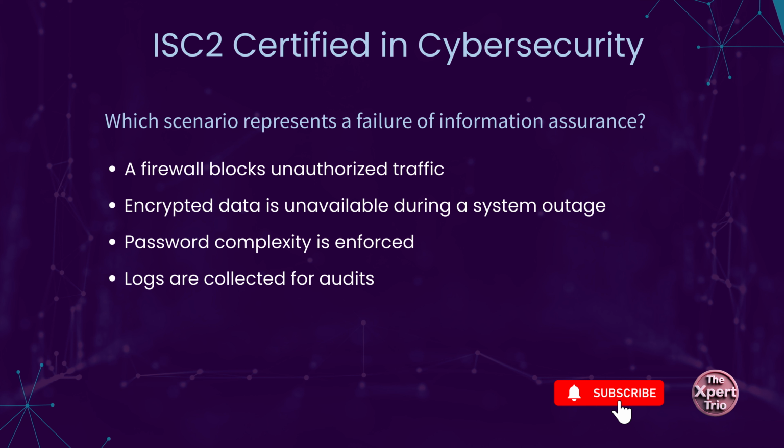However, if encrypted data is unavailable during a system outage, the information cannot be accessed when needed. This is a failure of availability, which means information assurance is not fully met. Answer is encrypted data is unavailable during a system outage.